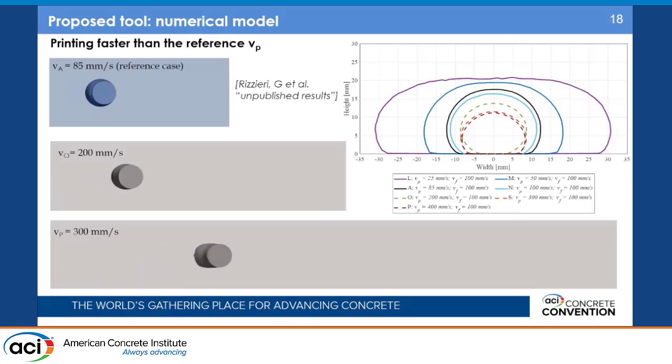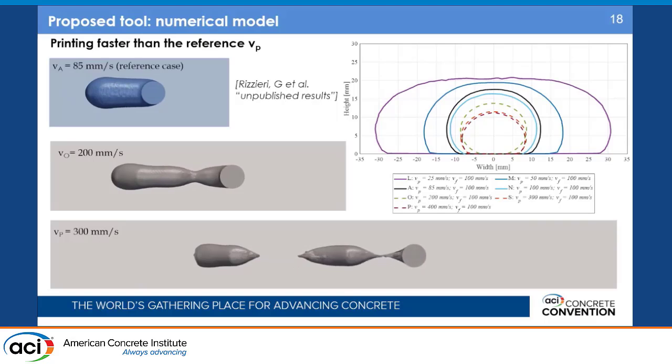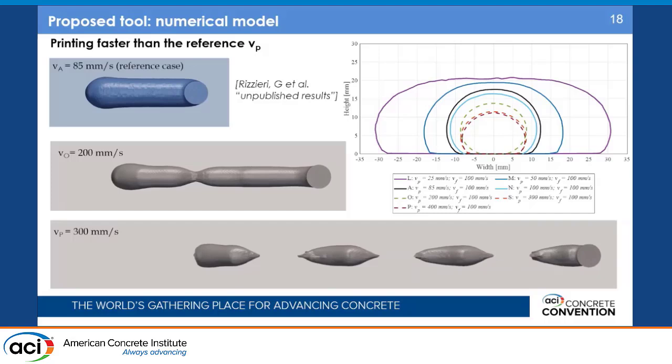Here we are instead trying to change the printing velocity, which is another very important parameter, and you see that in this case it's even more important to understand what is the good printing velocity, otherwise we can have problems like filament tearing and uneven layers width.